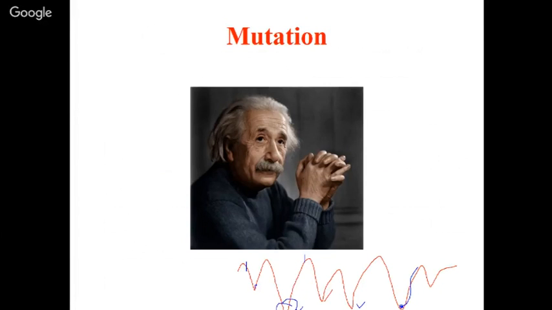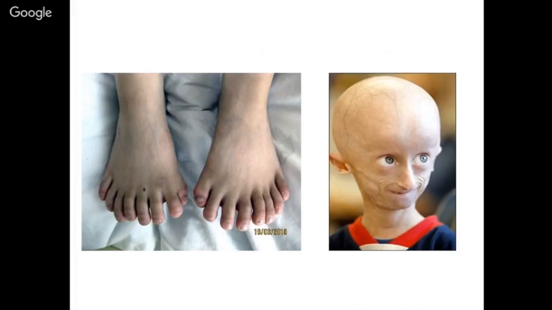But there is a risk in mutation. Mutation is of two types: one is positive mutation, one is negative mutation. So what we said about Einstein is a positive mutation. His brain is so big, he came up with inventions. Okay, it's positive. But you can have negative mutations also.